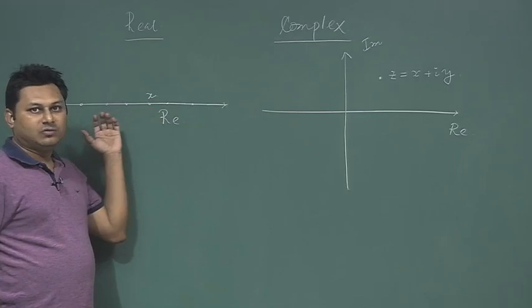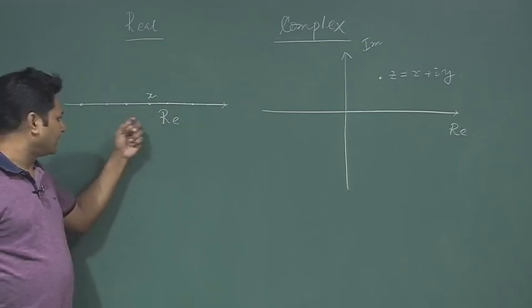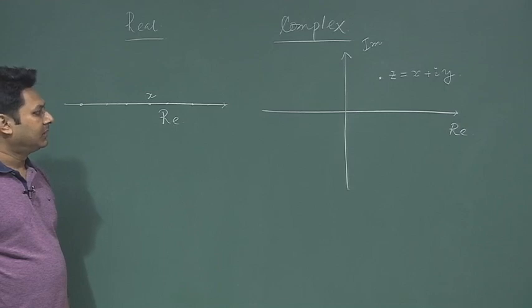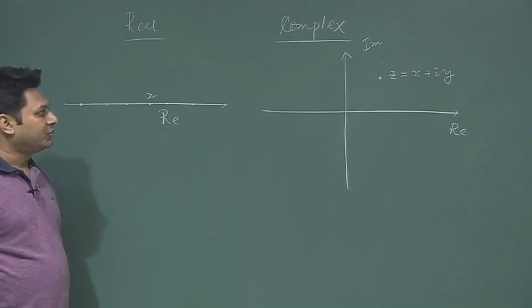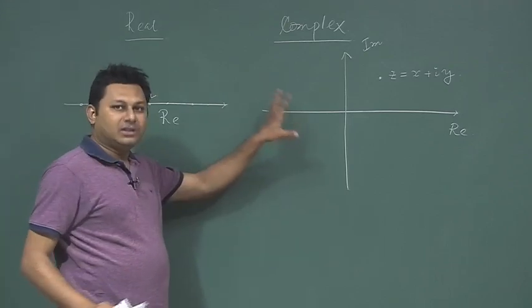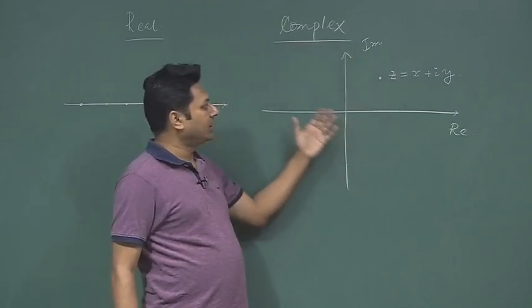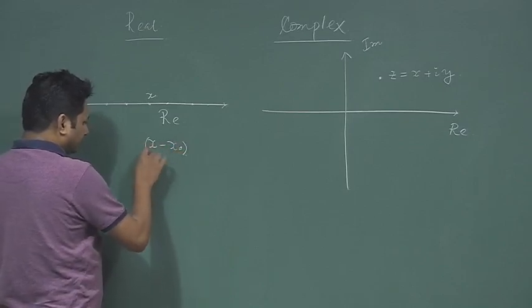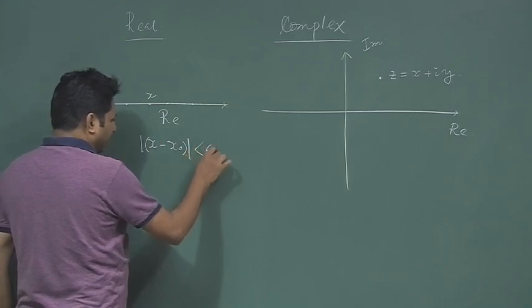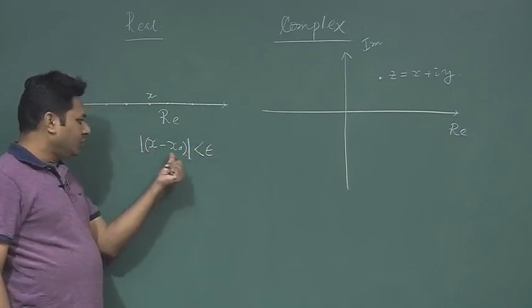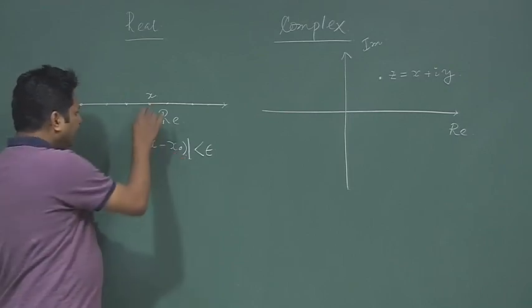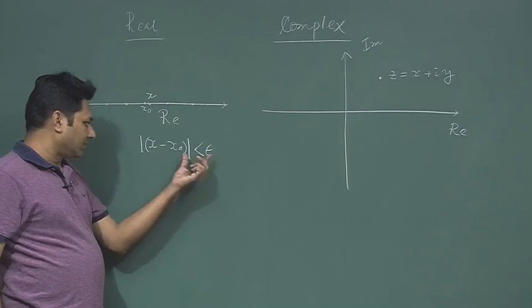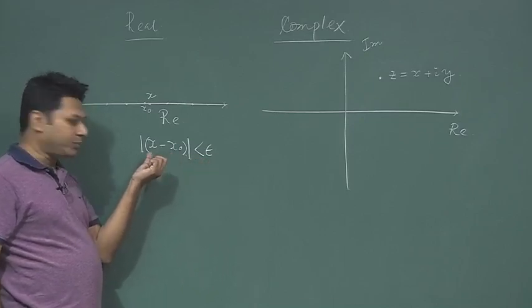Since the real case is over a line, it is one dimensional, and things are easier to understand. For the complex case things are not that easy, but we should understand what is going on. In the real case, if I say some points are in the neighborhood of x0, that means the mod of x minus x0 is less than some value epsilon. I want to find a point very near to x0, whose difference from x is some small number epsilon.